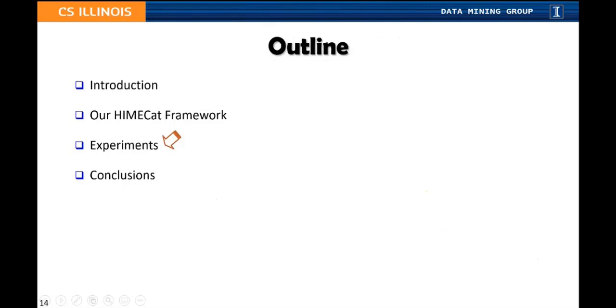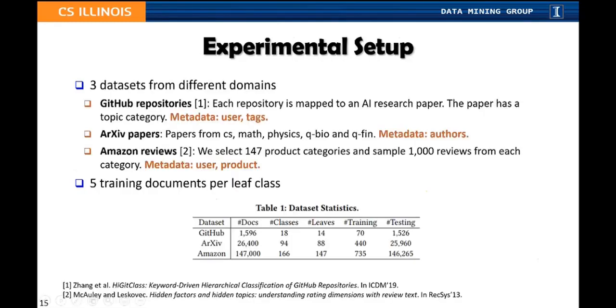Now we would like to present our experimental findings. We use 3 data sets from different domains in our experiments, including GitHub repositories, arXiv papers, and Amazon reviews. I think I have introduced them in previous slides. And to follow the weakly supervised setting, we use 5 training documents for each leaf class. This table shows the dataset statistics.